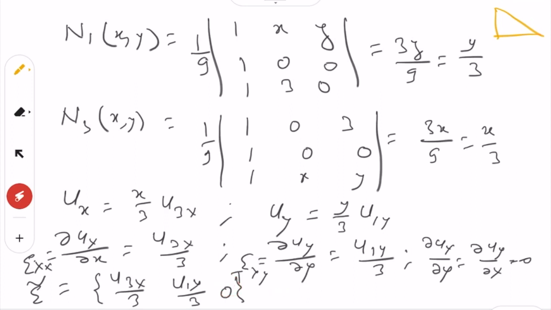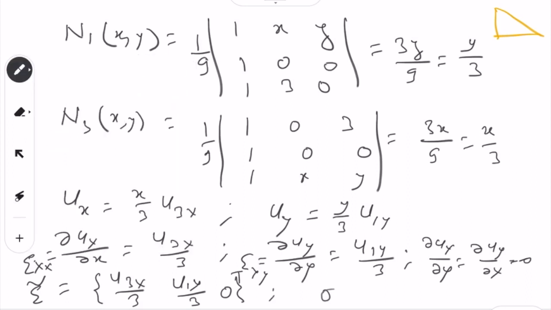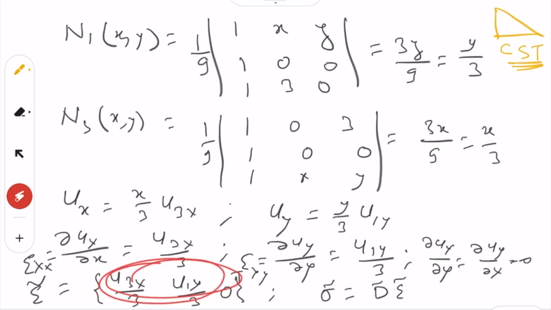If you want to find out the stress, you can do it. How? Sigma equal to d tilde and epsilon, you get the stress automatically. This is how you calculate the strain, and what you see here is that strain is constant because u3x and u1y both are constant. These are the values we got. So the strain is constant, and hence it is called constant strain triangle, CST.